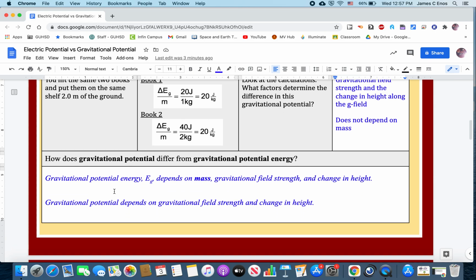Then it says here, how does this gravitational potential differ from gravitational potential energy? It just states what it is. There's nothing you need to do here for this first part.